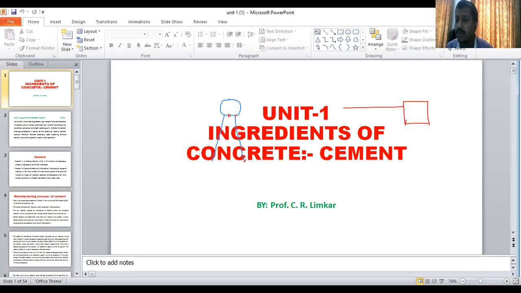And before placing the cement paste into that particular mold, at the bottom you are going to place the glass plate. At the bottom you are going to place the glass plate. Then you are going to fill the cement paste.